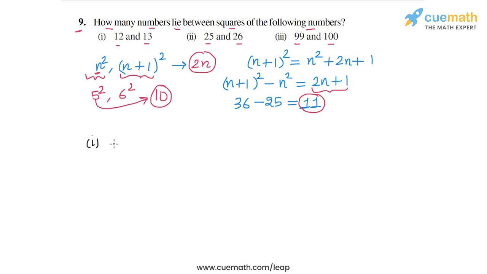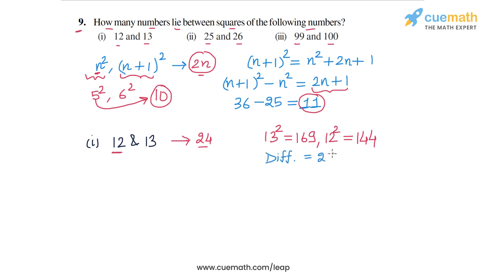So in part 1, we have to find the number of numbers lying between the squares of 12 and 13. The smaller of these numbers is 12, and we simply take double of 12, 2n. So 2 times 12 is 24. So we will have 24 numbers lying between 12 square and 13 square. If you want, you can verify this. 13 square is 169 and 12 square is 144, and the difference between these two numbers is 25.